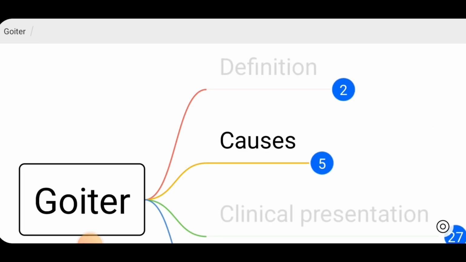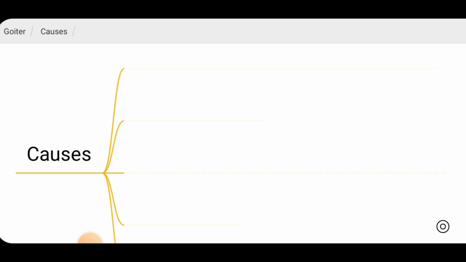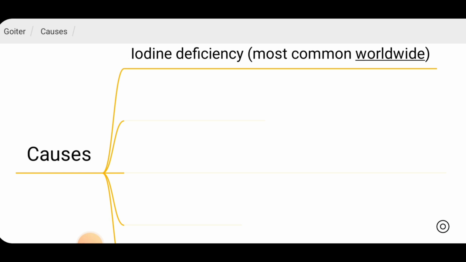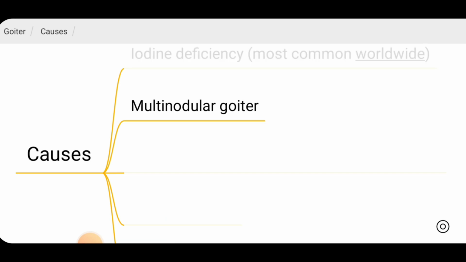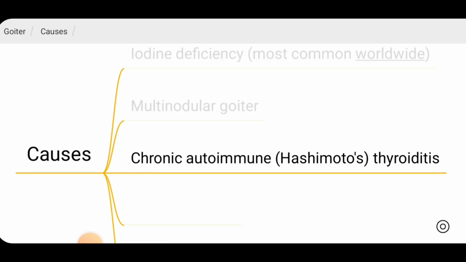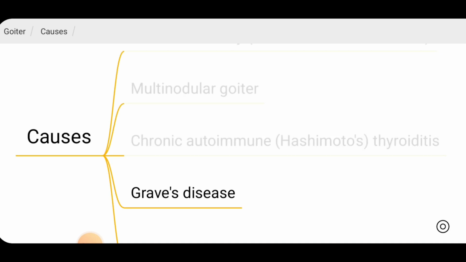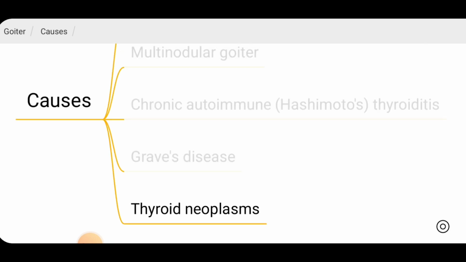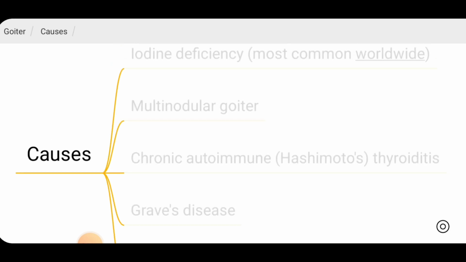So let's see what are the causes for goiter. There are many causes for goiter, but I will mention only few causes here. Iodine deficiency is the most common cause for goiter worldwide, and also multinodular goiter, chronic autoimmune thyroiditis, Hashimoto's thyroiditis, Graves' disease, thyroid neoplasms. These are the causes of goiter.